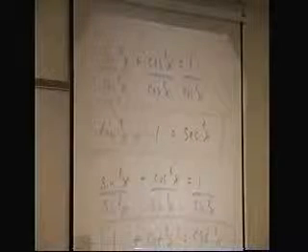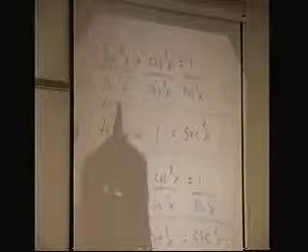Does everybody see these are very similar to each other? By the way, can't I switch these? So this one looks a whole lot like this one, doesn't it? Take a look. Cotangent squared x plus 1 equals cosecant squared x. They're not hard to remember. They're pretty easy to remember.